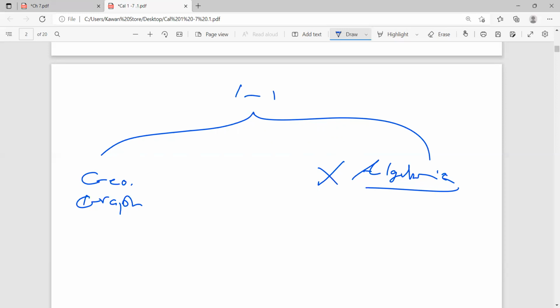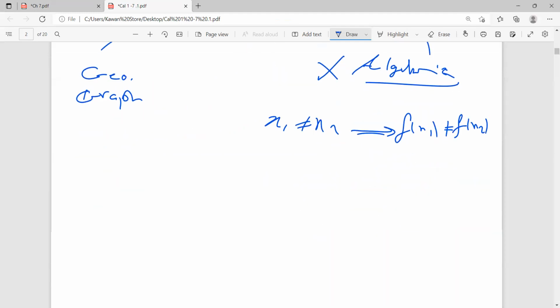For example, if we have two different elements, x1 is not equal to x2, so they are totally different, then the function values should also be different. It means that f of x1 shouldn't be equal to f of x2. I'm going to give you two examples to get the idea. Example number 1: f of x is equal to x plus 1.